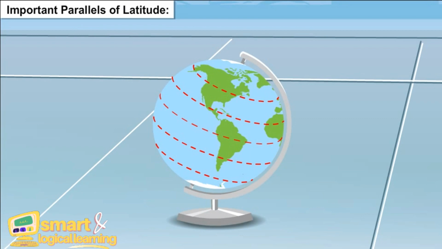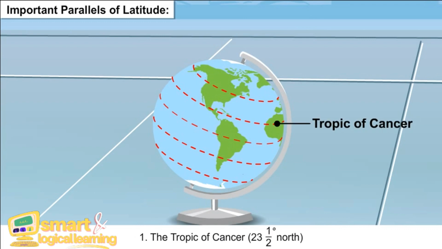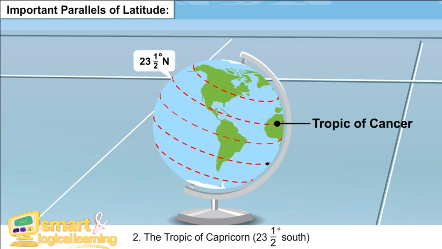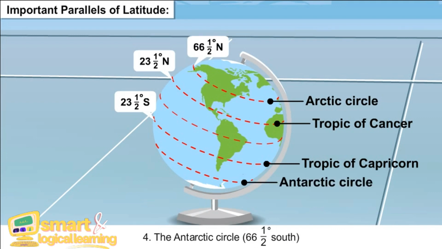Important parallels of latitude. There are 4 important parallels of latitude. 1. The Tropic of Cancer, 23.5 degree north. 2. The Tropic of Capricorn, 23.5 degree south. 3. The Arctic Circle, 66.5 degree north. 4. The Antarctic Circle, 66.5 degree south.